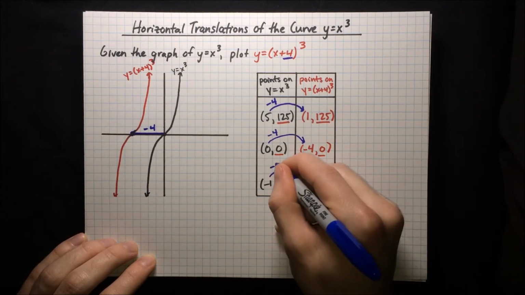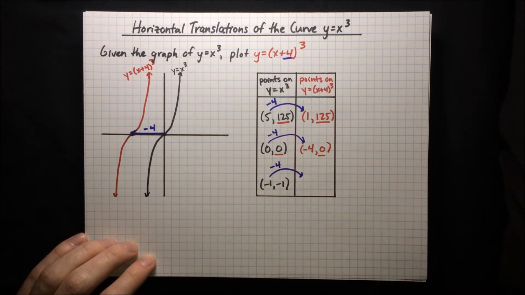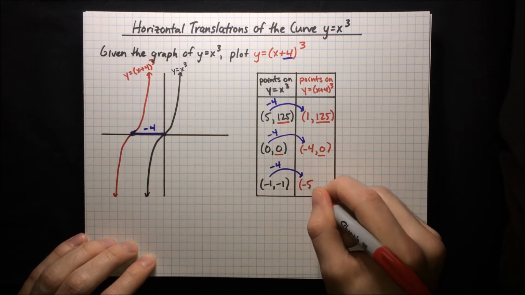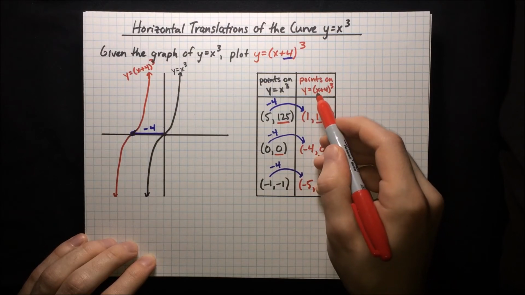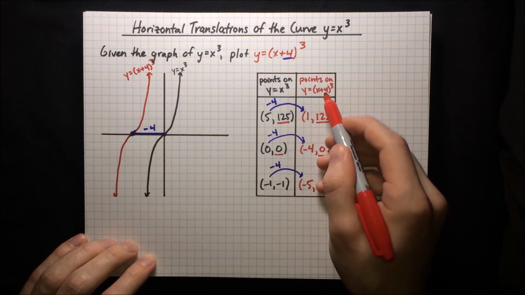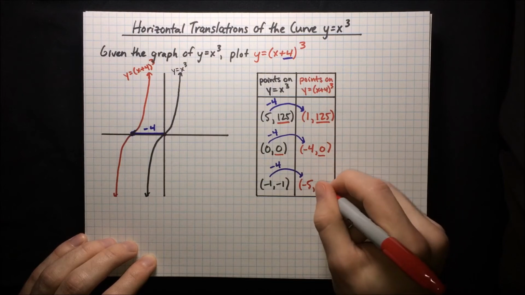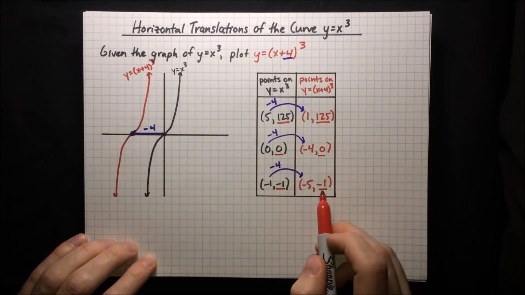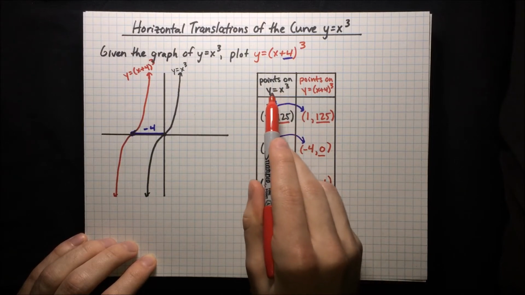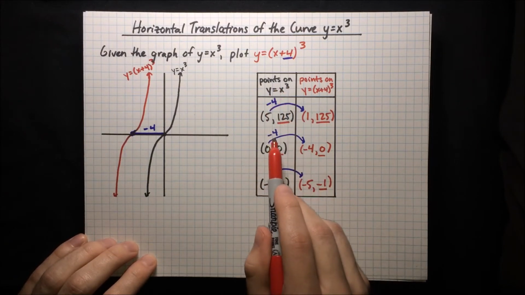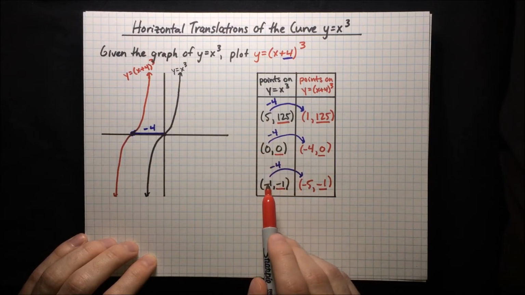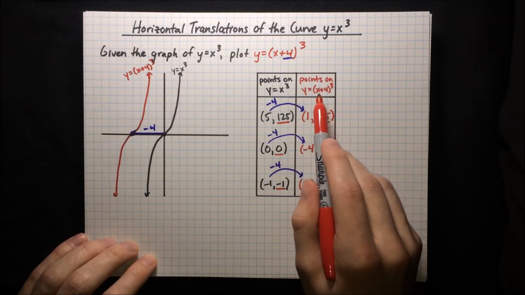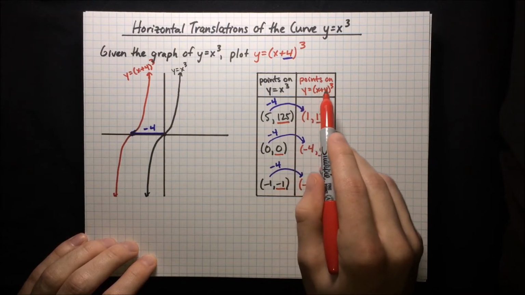Alright, so let's try it on this last point, just to introduce a negative in there. So subtract 4 from the x, and negative 1 minus 4 is negative 5. If we plug that into this function here, negative 5 plus 4 is negative 1, and then negative 1 to the third is negative 1. Alright, same result again. So you can see that for all of the points on y equals x to the third, if we subtract 4 from the x coordinate, then we get the same y value when we plug it into the new function y equals (x plus 4) to the third.